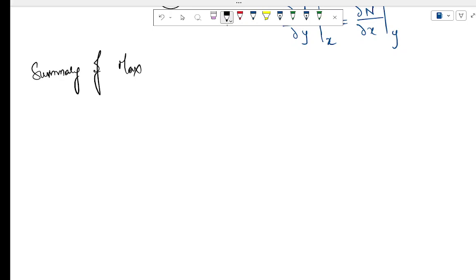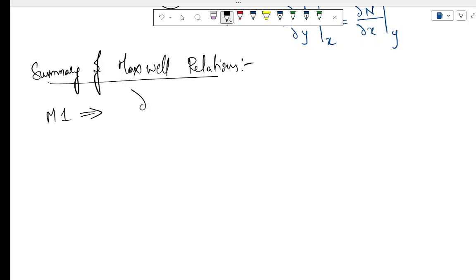Summary of Maxwell relations. So M1, the Maxwell relation 1, gives me ∂T/∂V at constant S will be equal to minus of ∂P/∂S at constant volume.